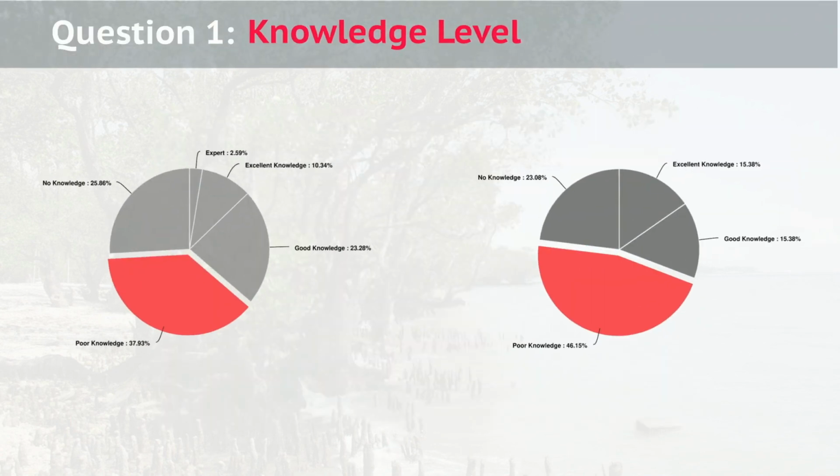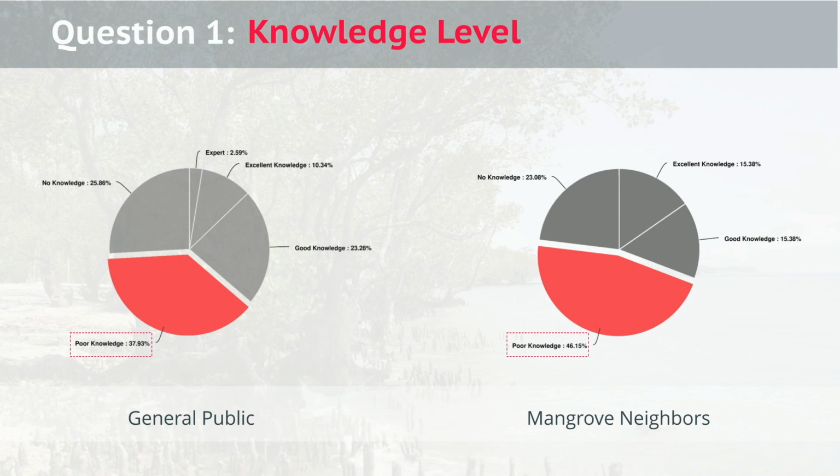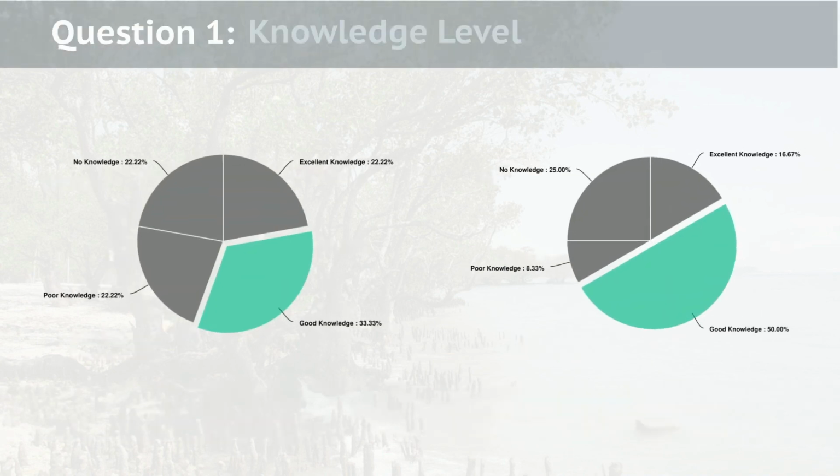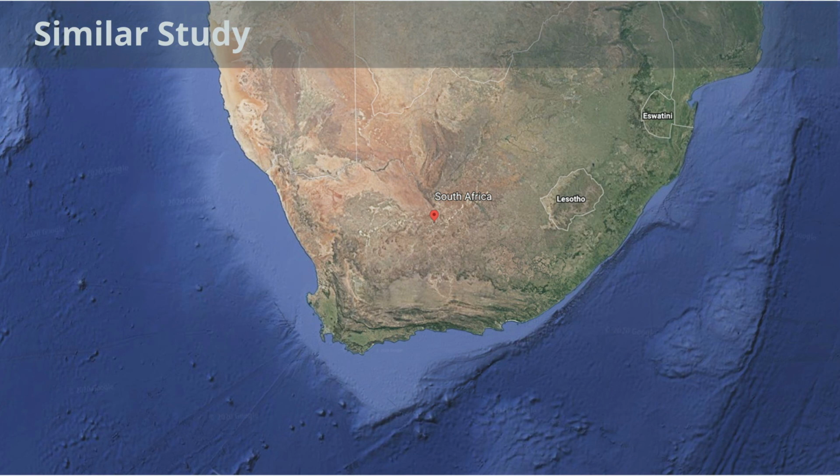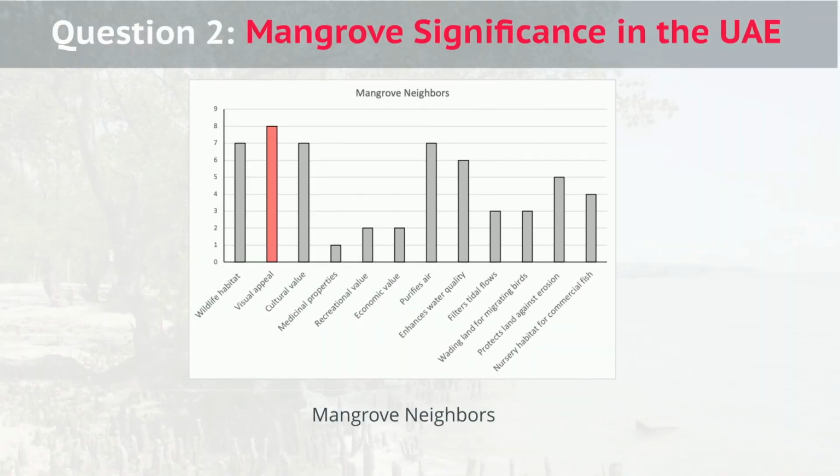When asked about their knowledge of their local mangrove habitat, answers from those two stakeholders were dominated by poor knowledge, while responses from the agriculture sector and the municipality were dominated by good knowledge. Similarly, a study on a sample of 120 participants revealed that more effort has to be exerted to promote the local mangrove culture. When asked about reasons behind mangrove significance in the UAE, it is interesting to note that 50% of the mangrove neighbors chose visual appeal. That is probably due to their constant visual engagement with mangroves.